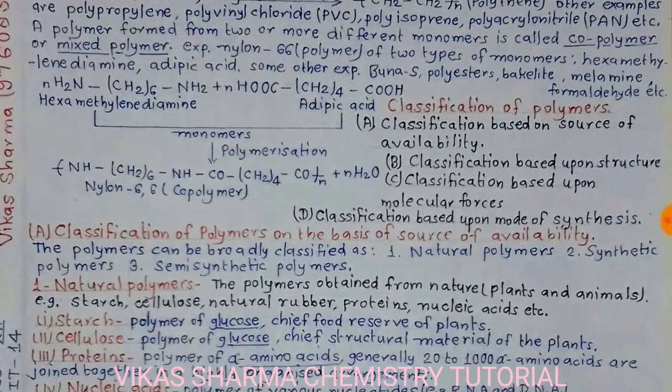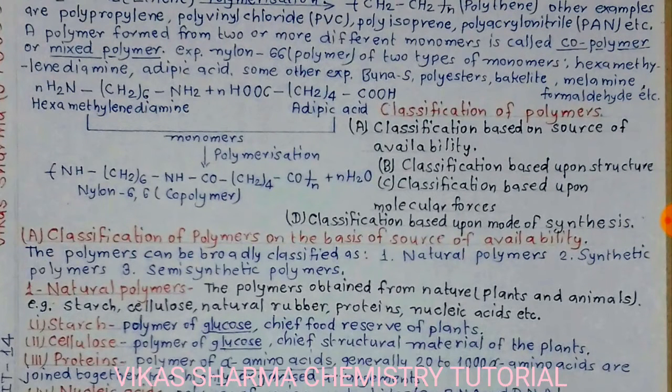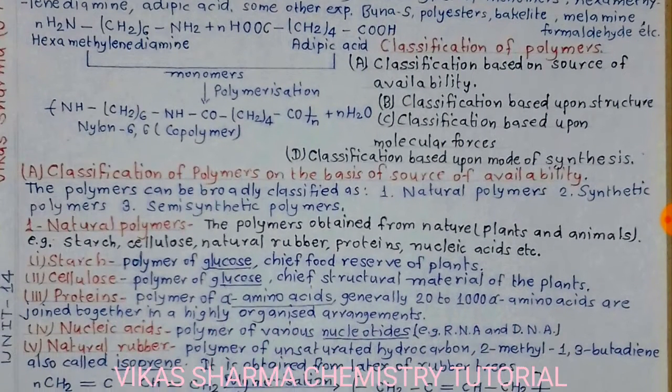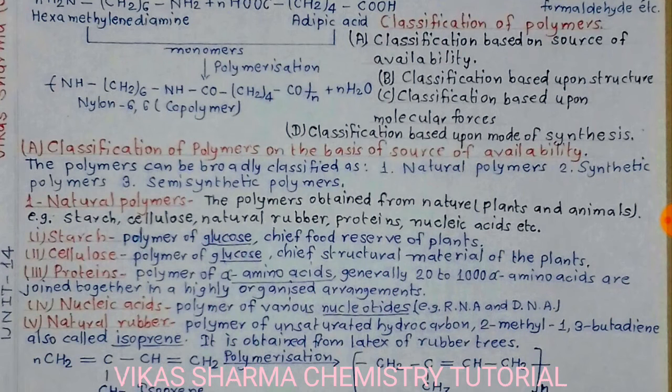Student, polymers can be broadly classified as natural polymers, synthetic polymers and semi-synthetic polymers. First we discuss natural polymers. The polymers obtained from natural plants and animals, for example starch, cellulose, natural rubber, proteins, nucleic acids, etc. are considered natural polymers.